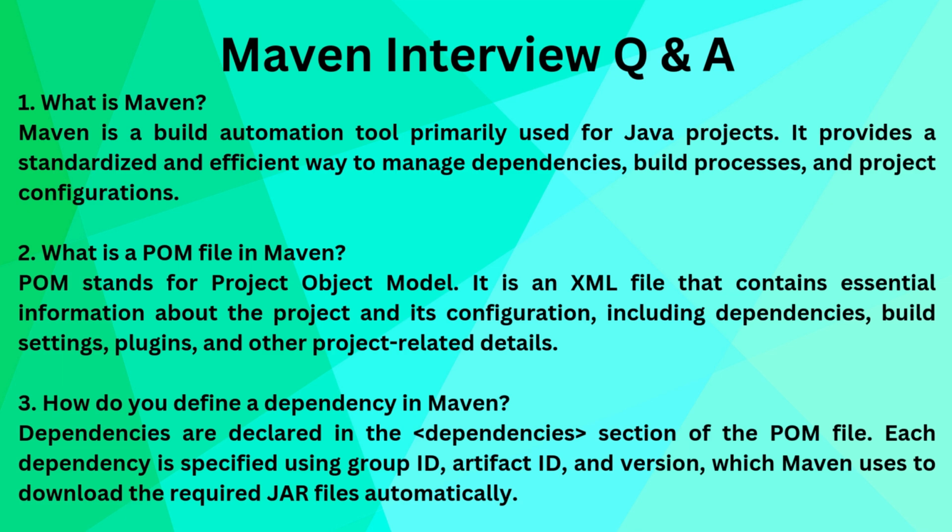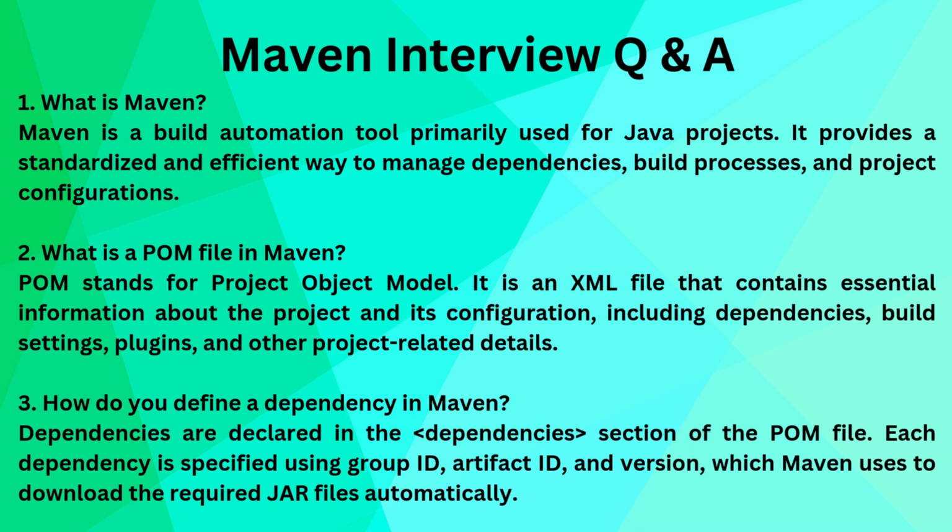What is a POM file in Maven? POM stands for Project Object Model. It is an XML file that contains essential information about the project and its configuration, including dependencies, build settings, plugins, and other project-related details.